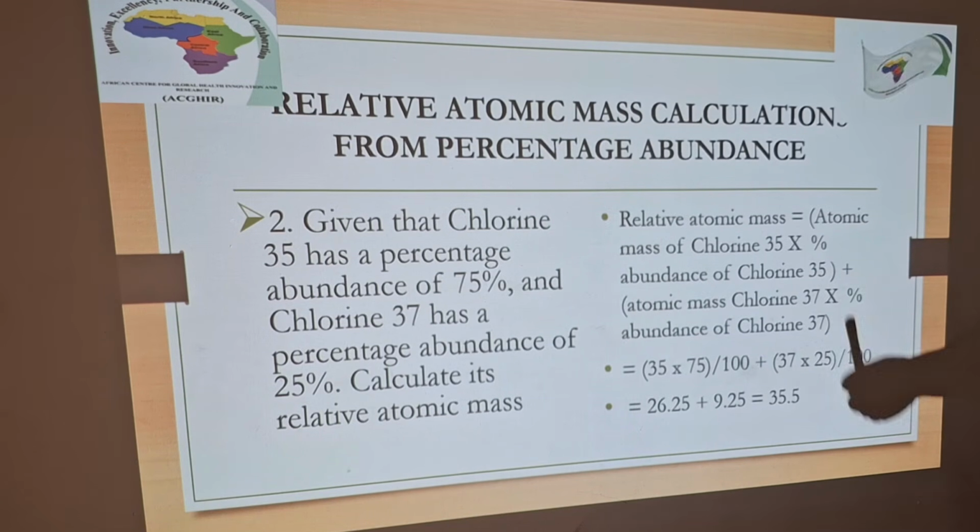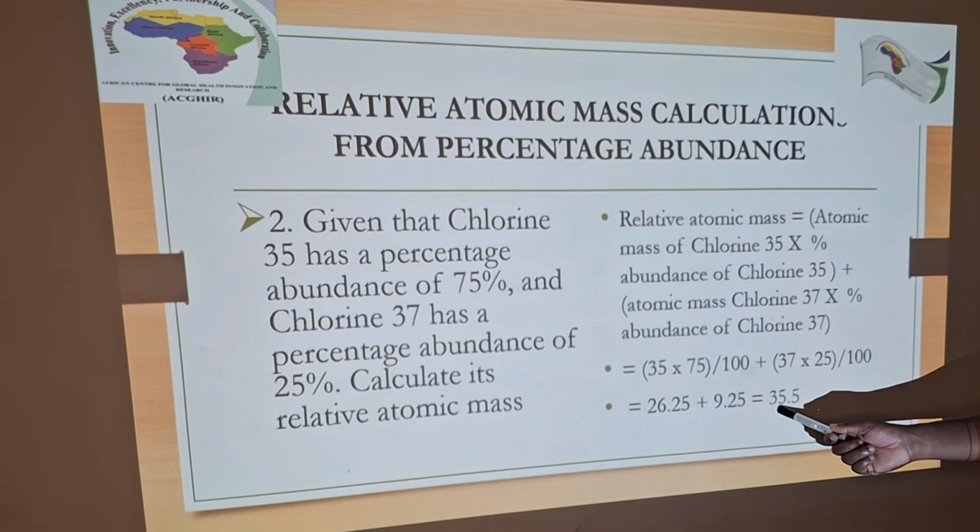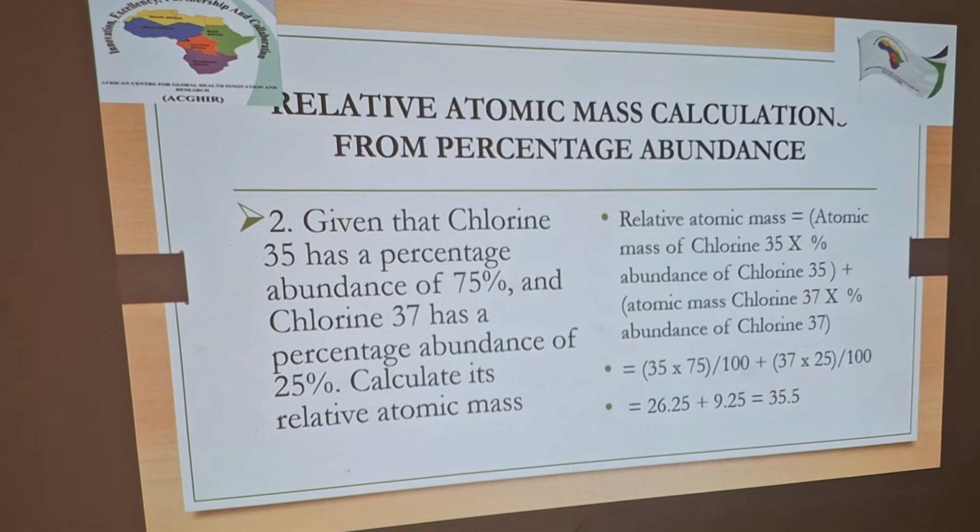So the reason why the relative atomic mass of chlorine is 35.5 is because it is a result of this calculation from its respective isotopes, namely chlorine 37 and chlorine 35. So whenever you are given percentage abundances of the isotopes, you can always calculate the relative atomic mass.